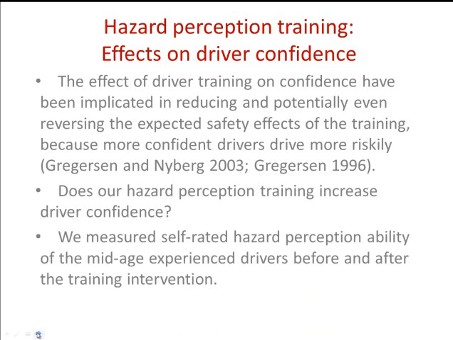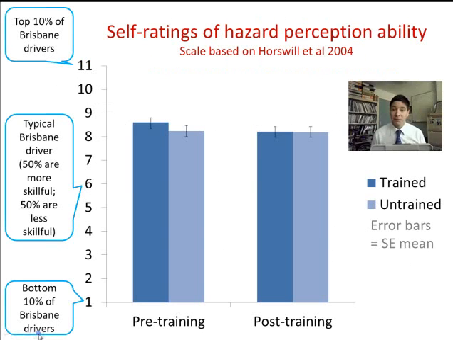So to try and get a handle on this, what we did was ask the drivers in this study to rate their own hazard perception skill before and after the intervention. And this is what we found. So they're using an 11-point scale with the midpoint here anchored at the median driver. The training has basically no significant effect on their self-ratings of their own hazard perception skill, so it seems unlikely that training is boosting their confidence in their own driving skill.